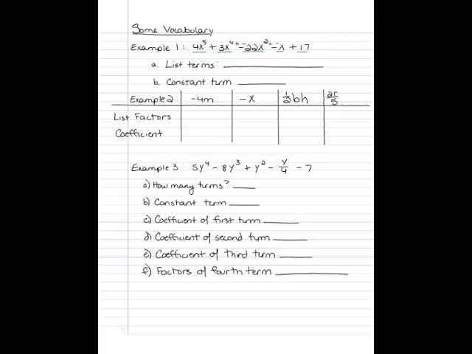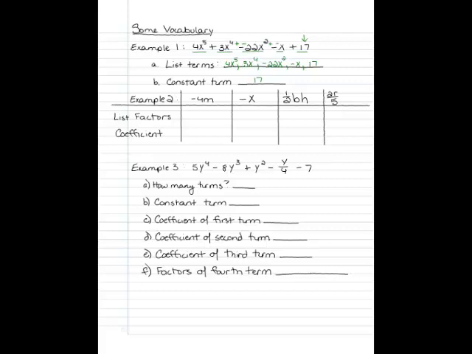So listing out these terms, we have 4x to the 5th, 3x to the 4th, negative 22x squared, negative x, and 17. Now the constant term is the term that has no variable factors. In this case, it will be the 17.